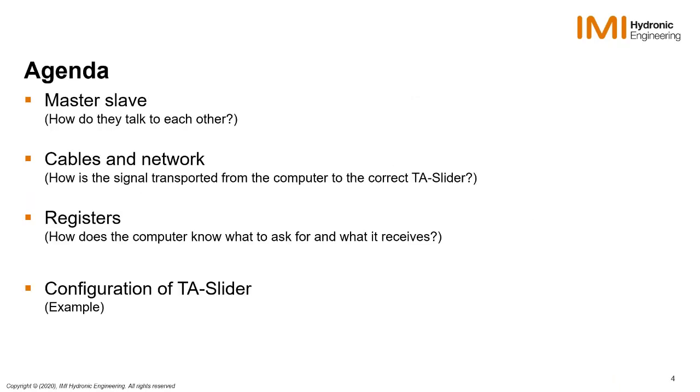The agenda for the presentation is to first cover master-slave, and this is to answer the question, how do they talk to each other? The next thing is cables and network. This is how the signal is transported from the computer to the TA-Slider. Then the third point is registers. So how does the computer know what to ask for and what it receives?